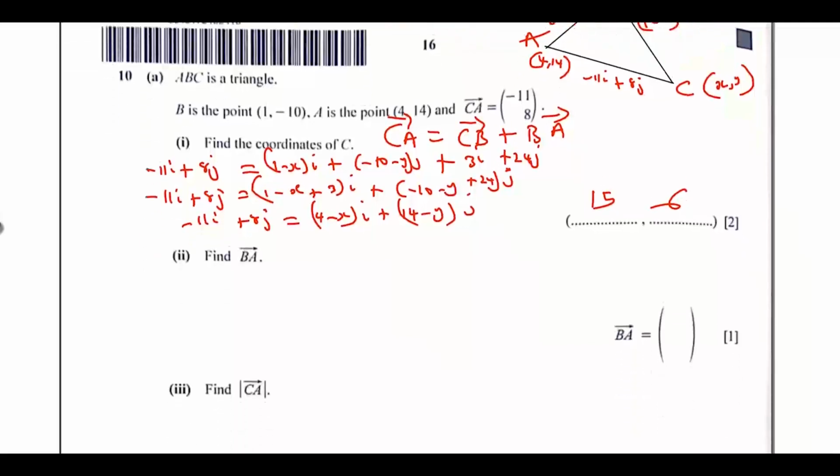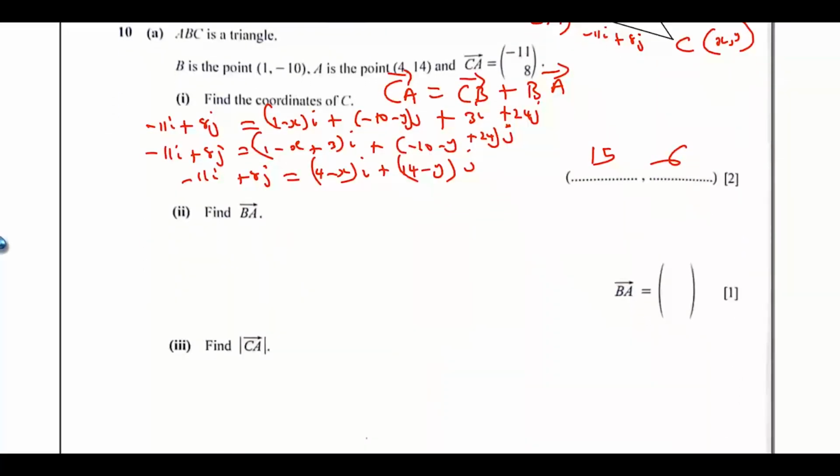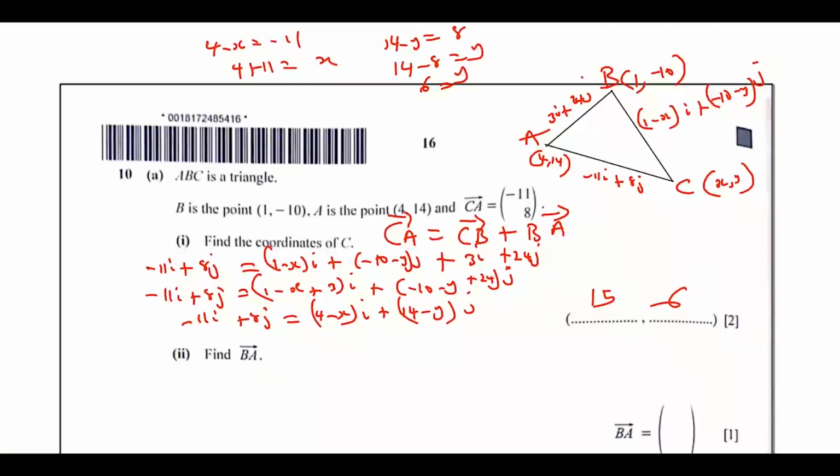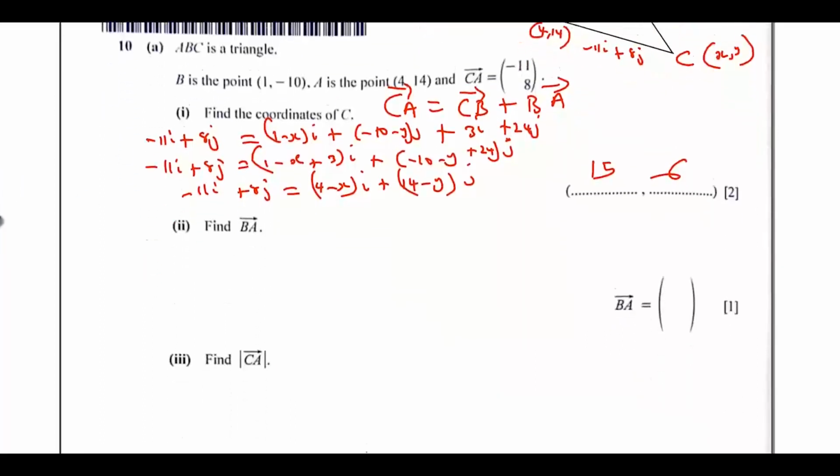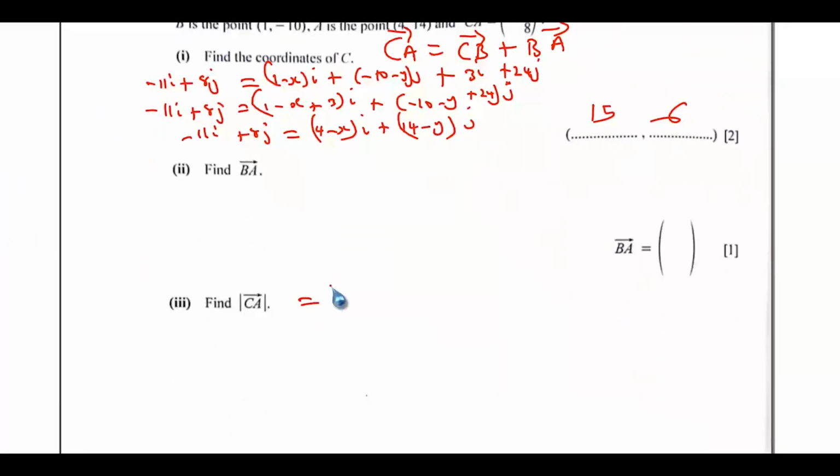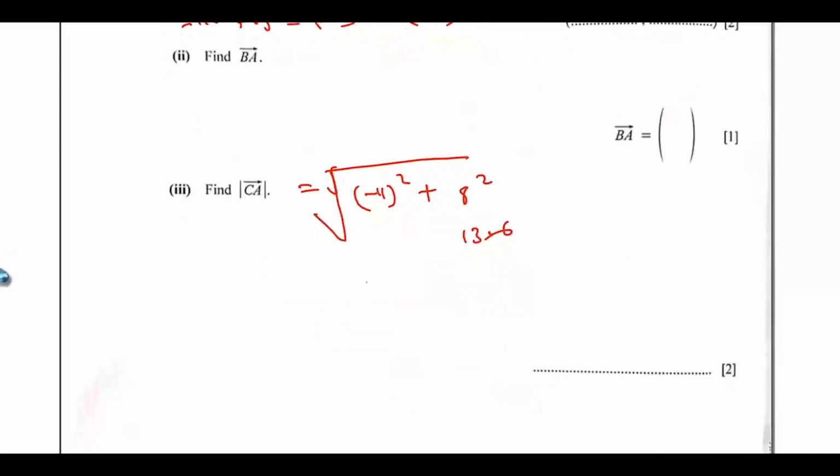Then let's go to Roman 3. Find the magnitude of CA. So where is vector CA? This is vector CA, negative 11 against 8. So it will be the square root of negative 11 squared, then add 8 squared. If you input this into your calculator, you should get the answer as 13.6. So that will be the magnitude of vector CA, 13.6.